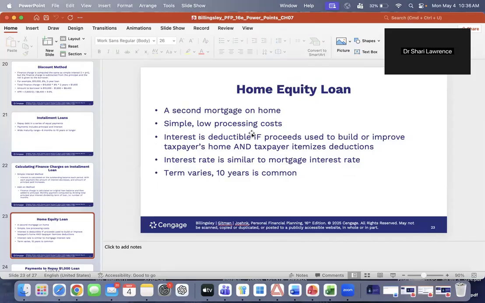And with a second mortgage, you go through the same process as your first mortgage, and it can be however many years you choose. It can be 10, 15, 20, up to 30 years. And it's just another mortgage, a second mortgage. But an easier way to tap into the equity is to get what's called a HELOC, a home equity line of credit.